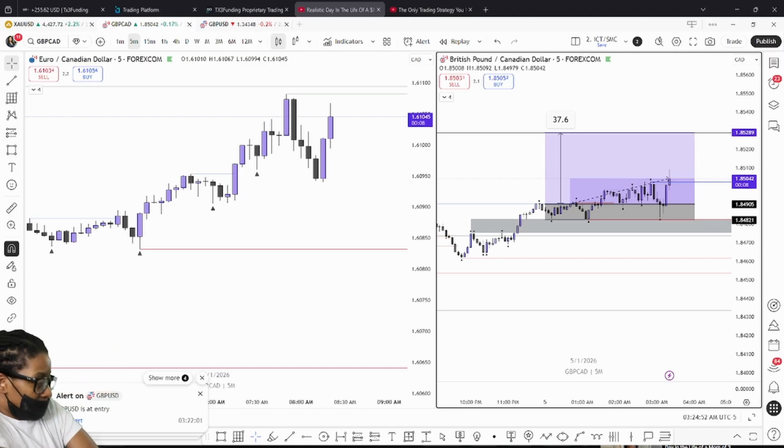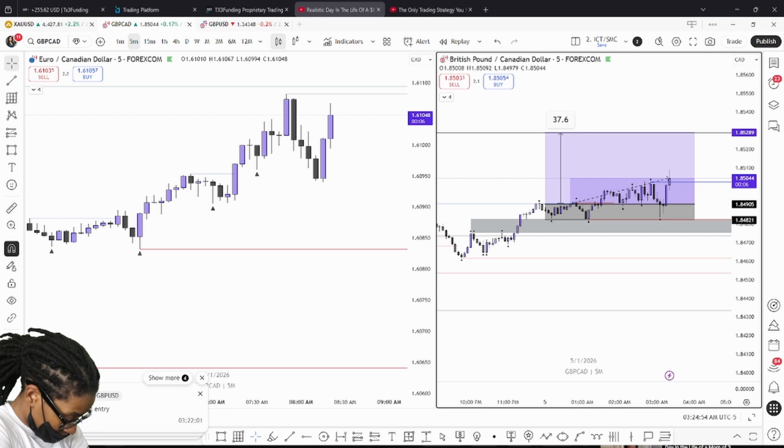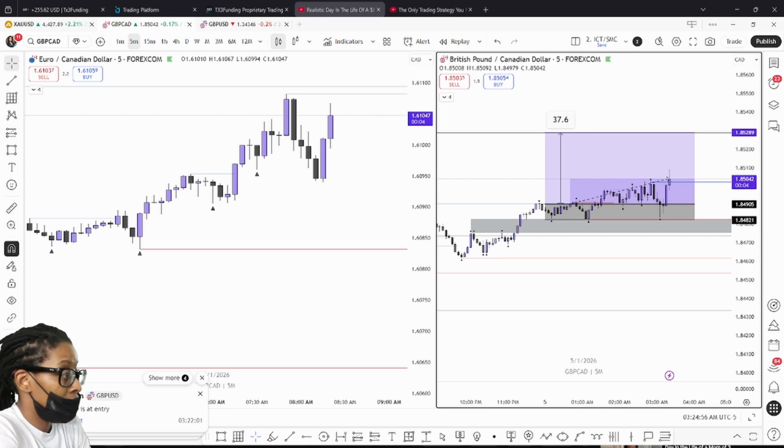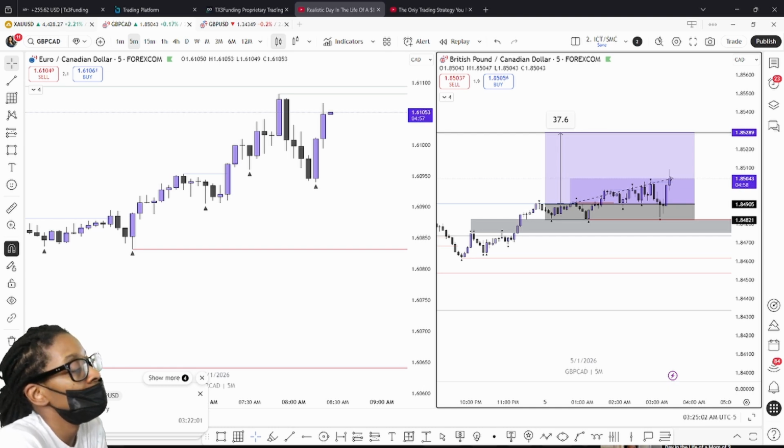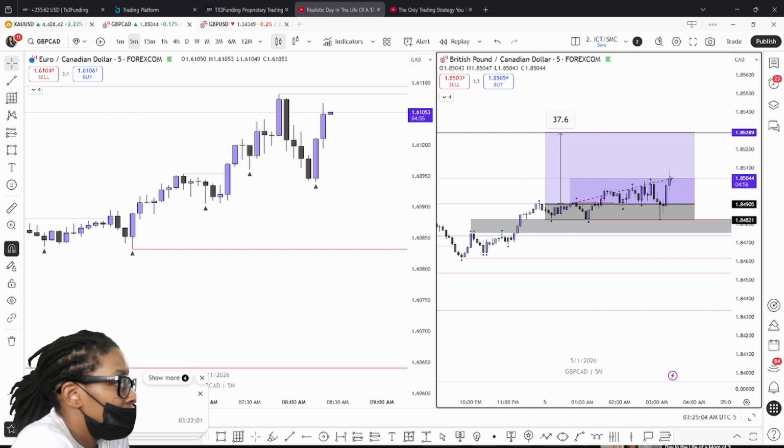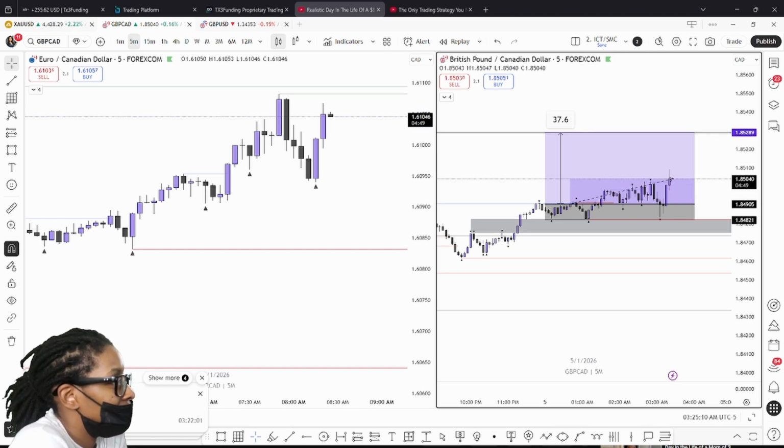Alright, it's 3:24 a.m. and I officially hate London session. I hate London session. Alright, so let me take you through the ups and the, well, I can't take you through all the ups and downs, but you can clearly see that on GBP CAD we had some ups and some downs, and I hated every last one of them.